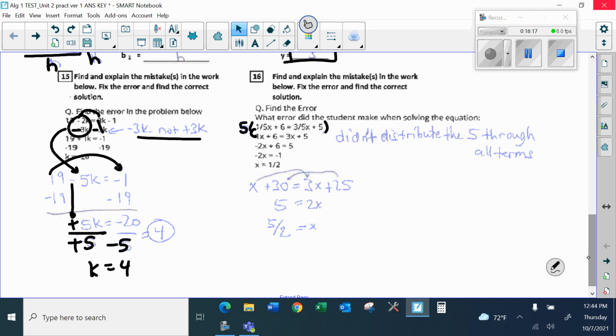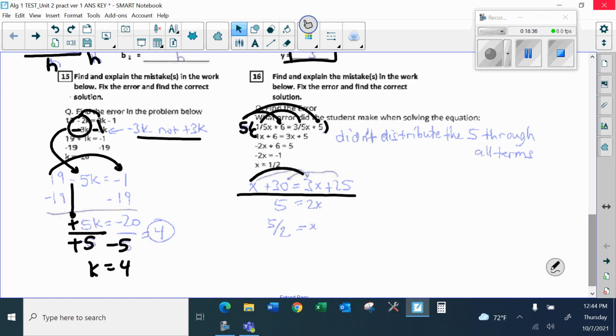They only did it for the variables only. Did they do that? That's their error. So they forgot to distribute the 5 through the 6 here and the 5 through that 5 right there. Okay, you gotta go through every term. So if you did that correctly, you'd get this. X plus 30 equals 3x plus 25.